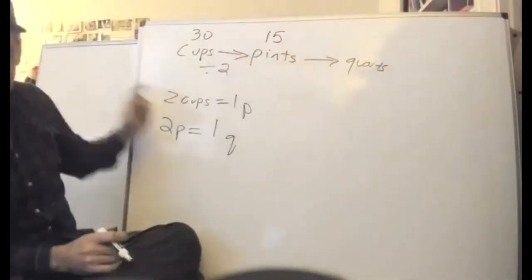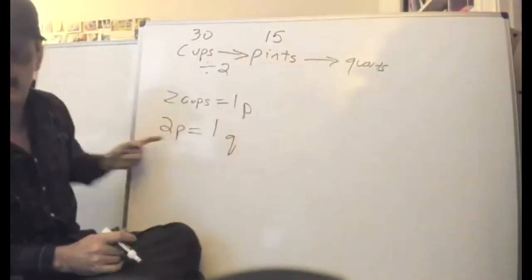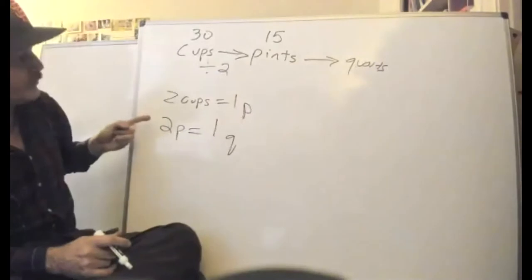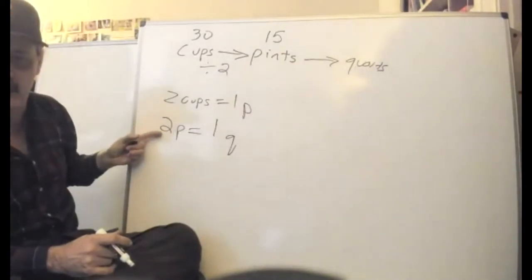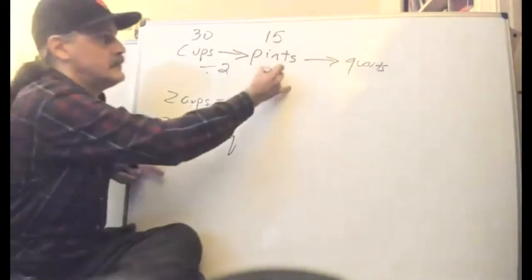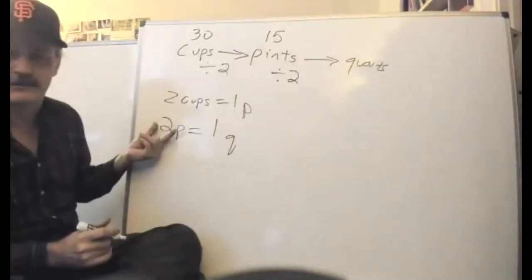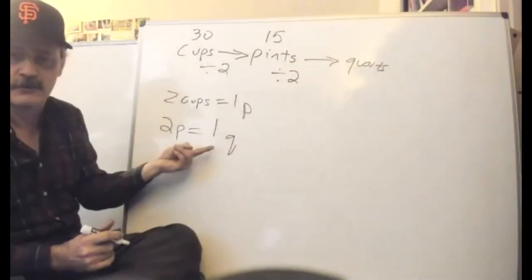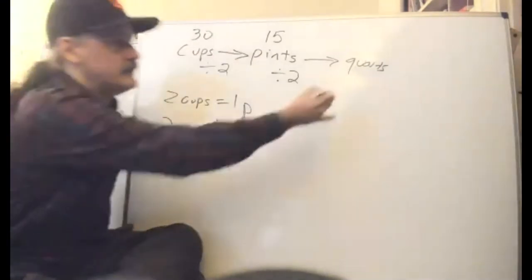Okay, now we have pints. We have 15 pints. We want to go from pints to quarts. Here's the equivalence statement. We have pints. That's not a 1, so we divide. Because every 2 pints is worth 1. So how many 2s go into the 15? Now we have our answer.